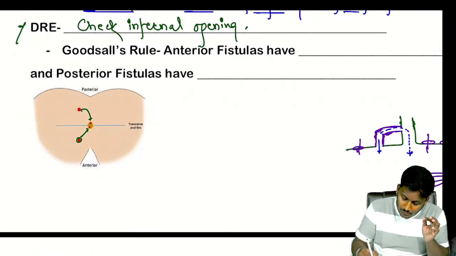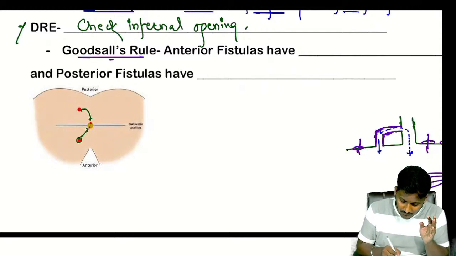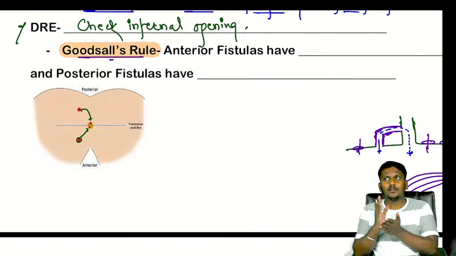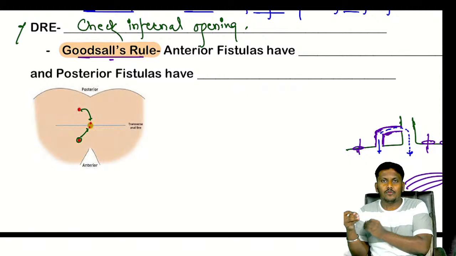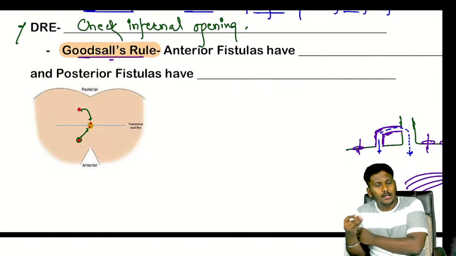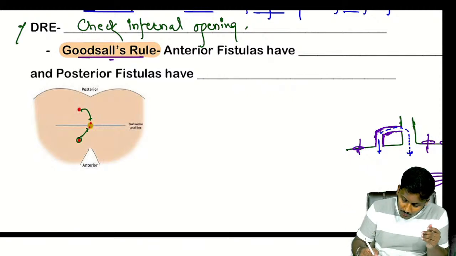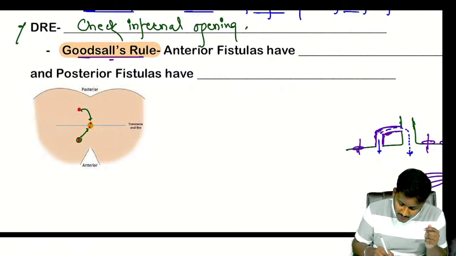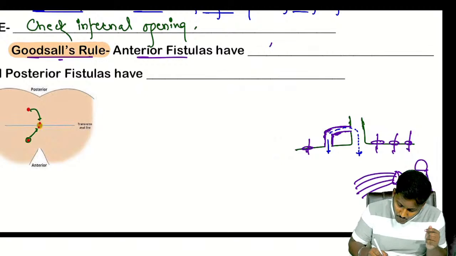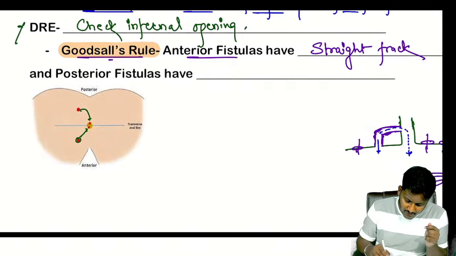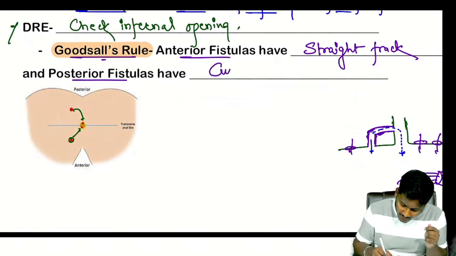So Goodsall's rule. This was another question: the anterior fistulas have a straight tract and the posterior fistulas have a curved tract. It is explained by which among the following rules in perianal fistula? The answer was Goodsall's rule. So Goodsall's rule says that your anterior fistulas, as I've told you, have a straight tract, whereas the posterior fistulas have a curved tract.